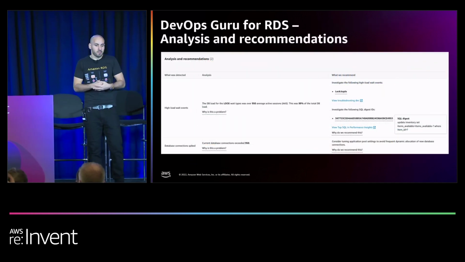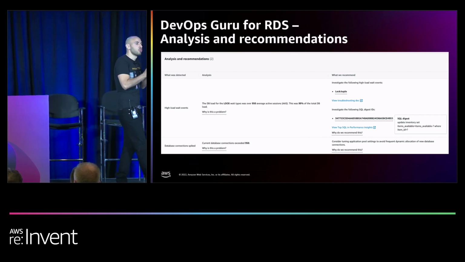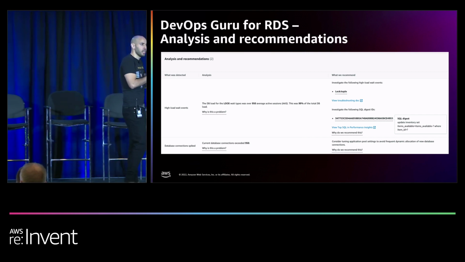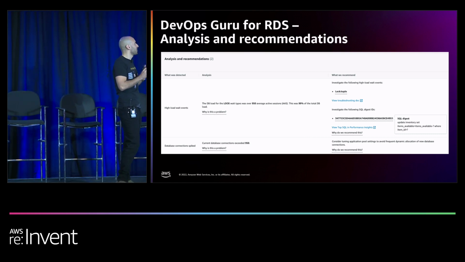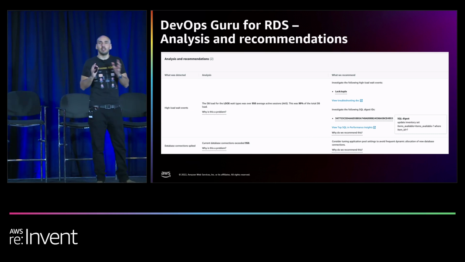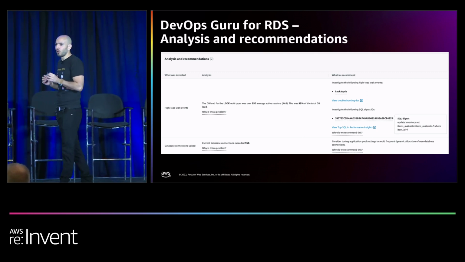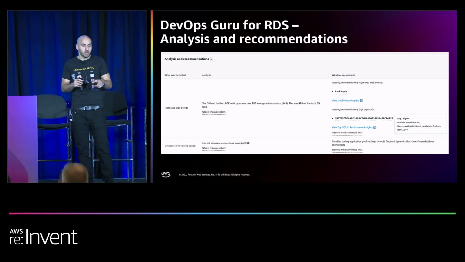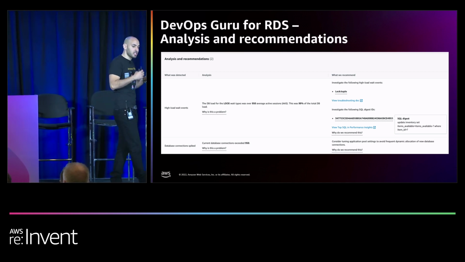So in this case, Amazon DevOps Guru for RDS identified the root cause of the database bottleneck as locks. As you can see, it tells us that 99% of the total database time, or total average active sessions, is associated with database locks. It also shows us which SQL is waiting, and it gives us some recommendations.